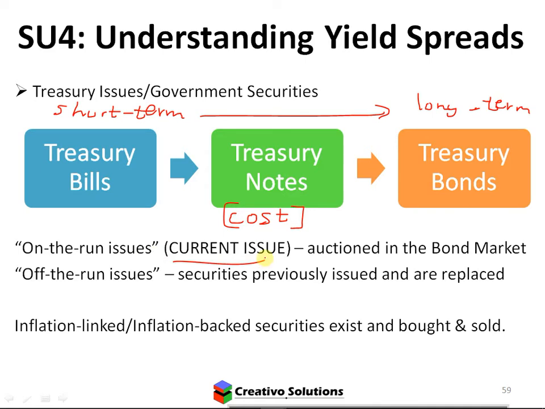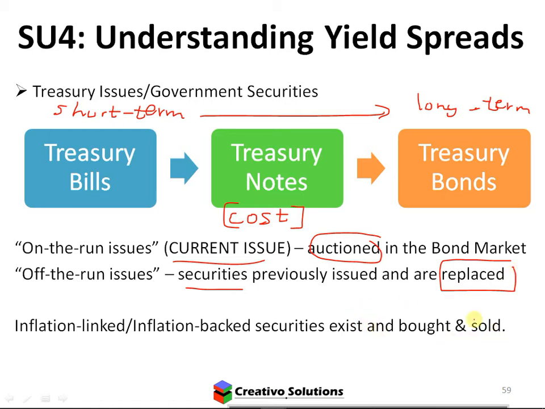So remember, you've issued a bond in the market. That would be on the run. That would be auctioned in the bond market. Off the run would be securities that have previously been issued that have been replaced. And when do we replace bonds? When the rates change. Companies may choose to buy them back and reissue.